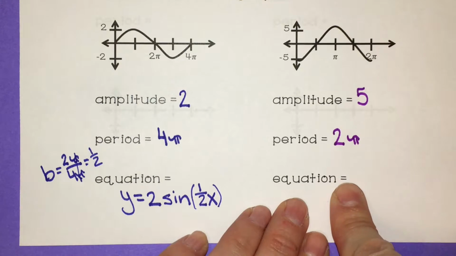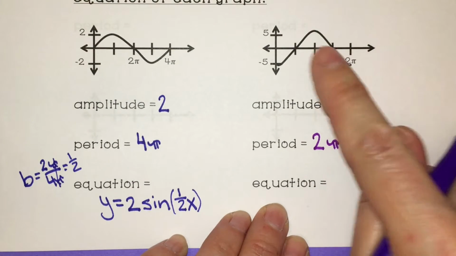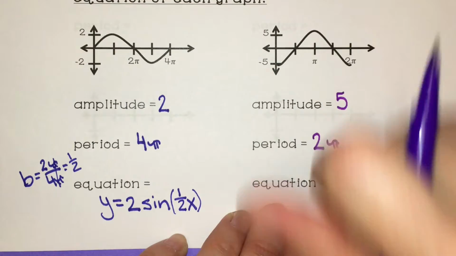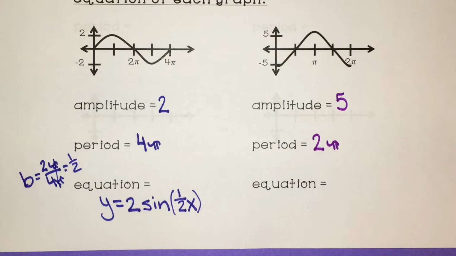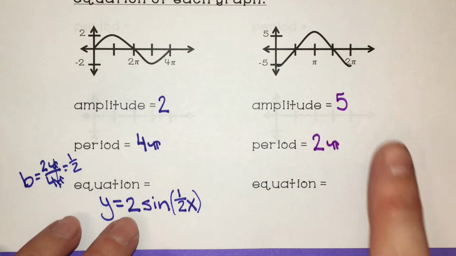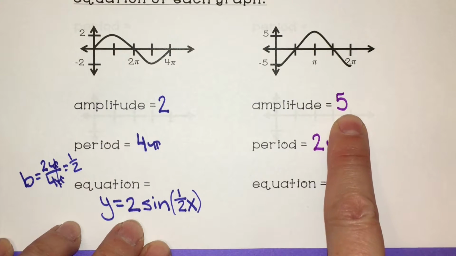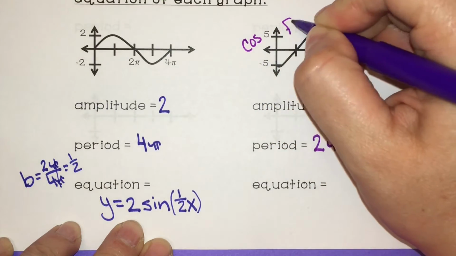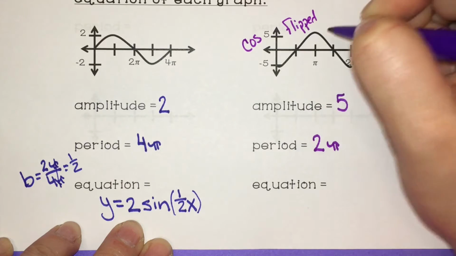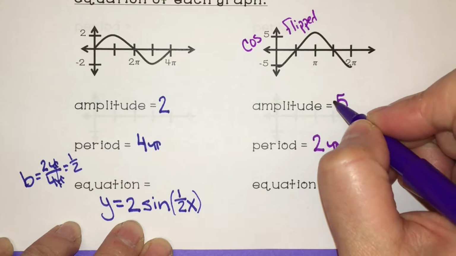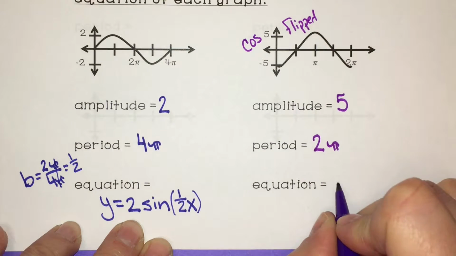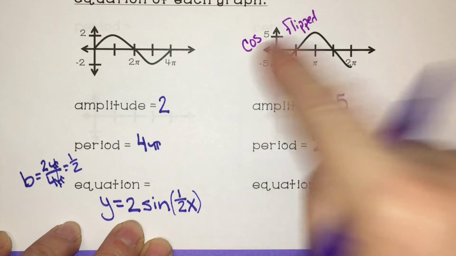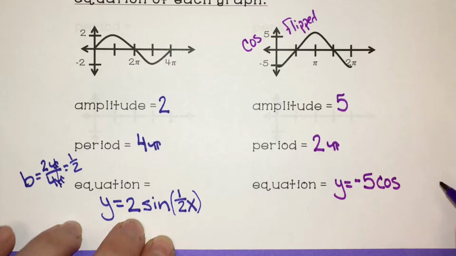Okay, my equation. All right, I know this is cosine, but I can see that it's flipped over. When it's flipped over, that means it's multiplied by -1. So that means that the amplitude was originally negative. So I might want to just write, I know it's a cosine and I know it's flipped. Anytime that I see it's flipped, I know my amplitude is negative. So it's y equals -5 cosine.